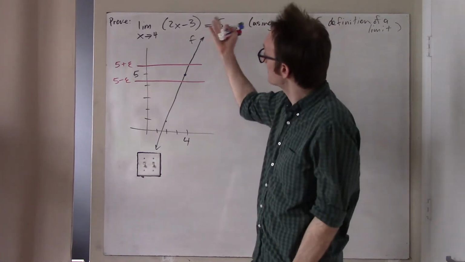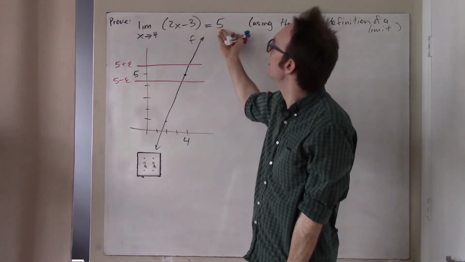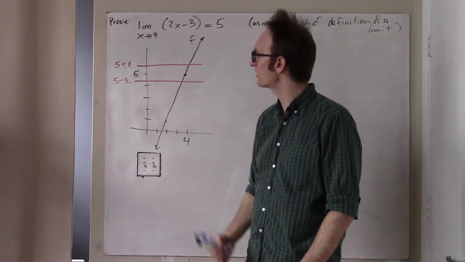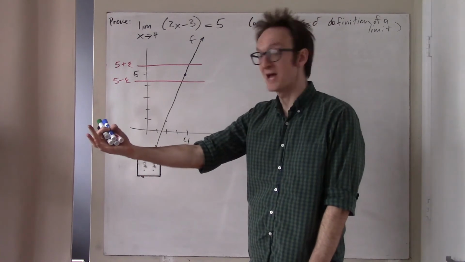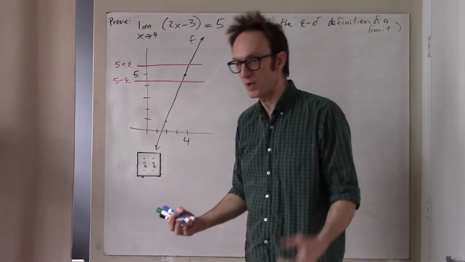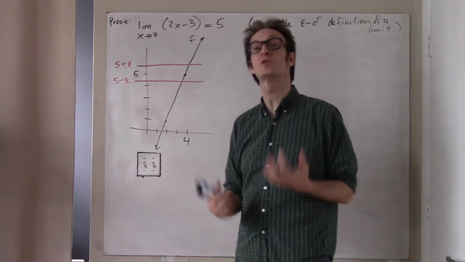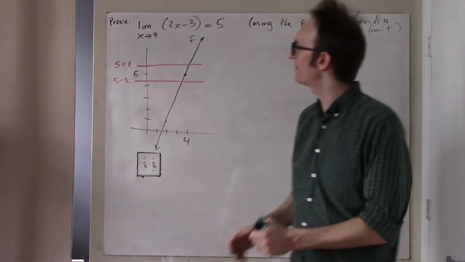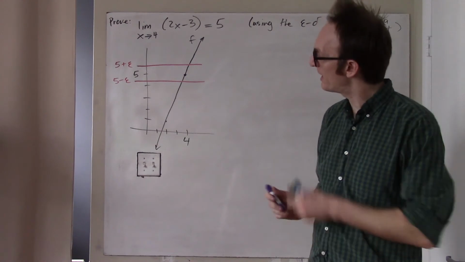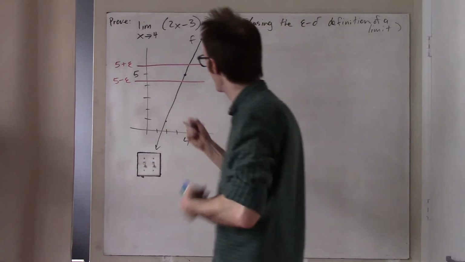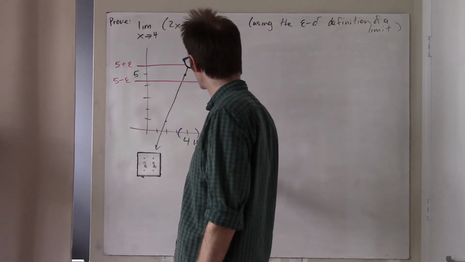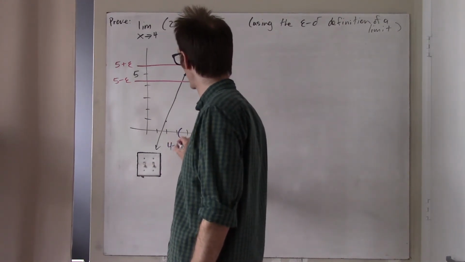My claim is that the outputs of this function are very, very near 5 when x is near 4. And the imaginary person says, how close to 5 are you? And I say, I can be as close to 5 as you want. And then this person challenges me with an epsilon. And I respond by getting as close to 4 as I need to get. So this is 4 plus delta, and this is 4 minus delta.